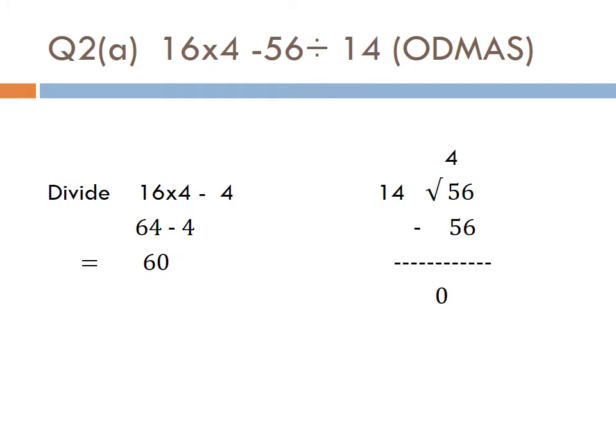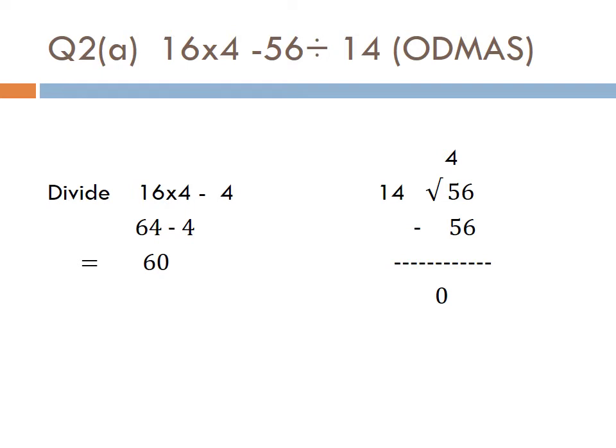Question number 2, A part. 16 multiplied by 4 minus 56 divided by 40. In this sum, you can see three signs: multiplication, subtraction and division. According to the rule, first of all, we will divide the number, right? Which numbers can you divide?